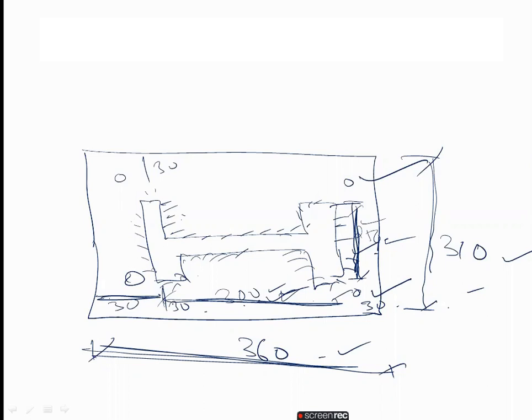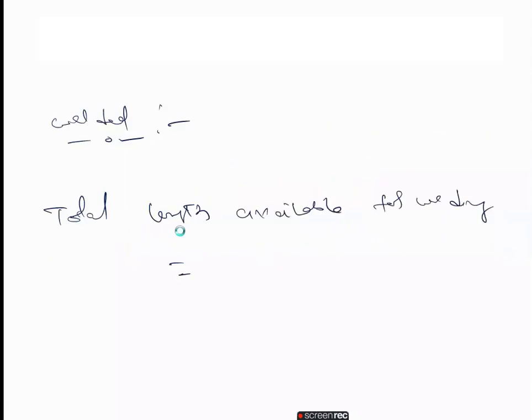Suppose I take it like this, how much is here? It is 250. So 250 plus again 250. So here 250 plus 250, minus, you have to remove this thickness. I will write again clearly here for your better understanding.